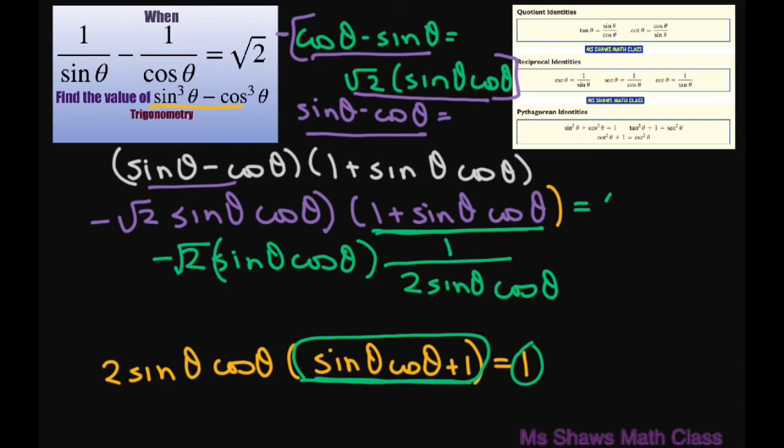Now what happens is these two will cancel out. So what I'm going to get is negative square root of 2 divided by 2. And that's your final answer.